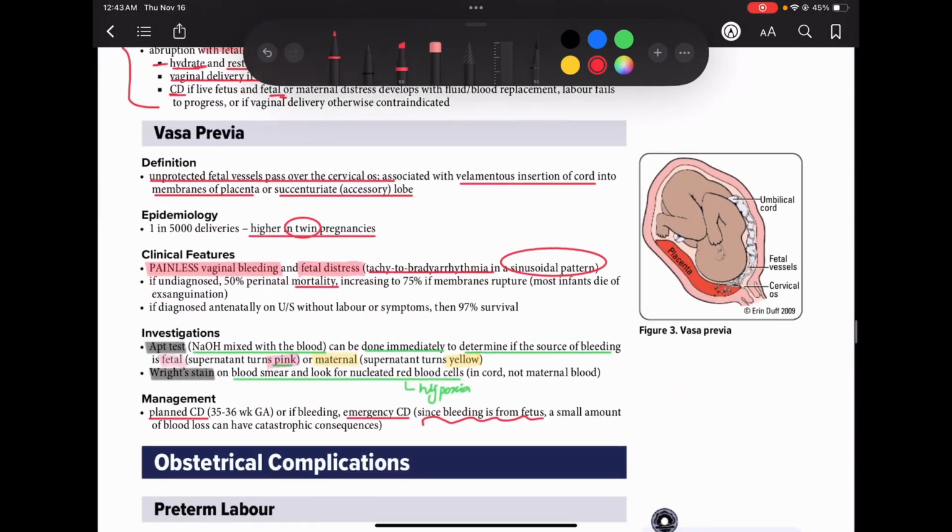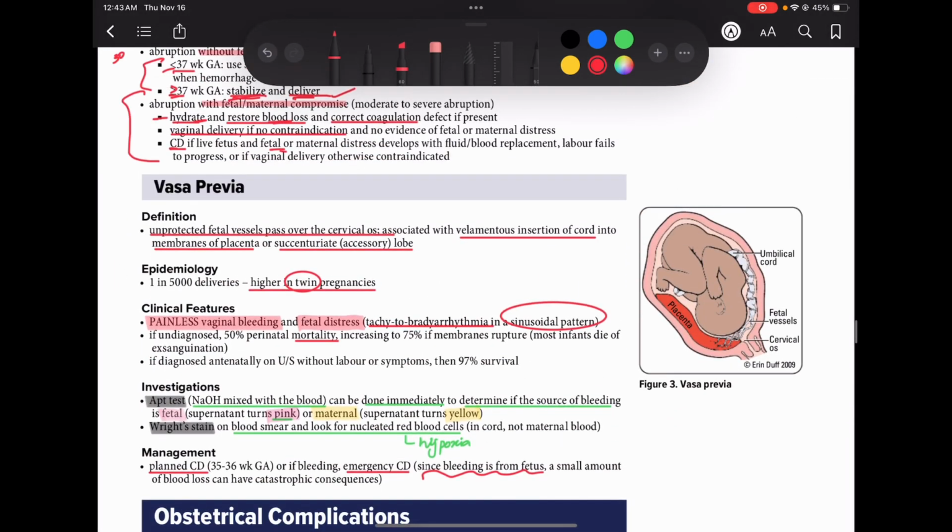Okay. One last differential of antepartum hemorrhage, which is vasa previa. What happens in this one is the fetal vessels are unprotected, and they pass over the cervical os. This is the cervical os, and they pass over it, and these vessels are unprotected. These vessels have a filamentous insertion of the cord into the membranes of the placenta, or an accessory lobe.